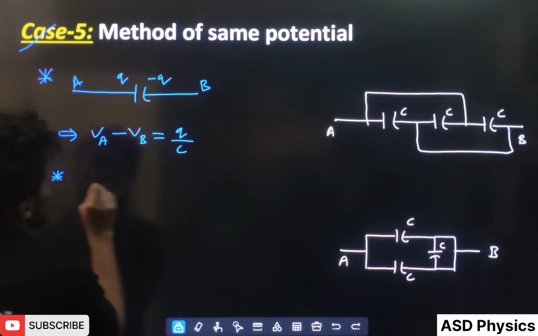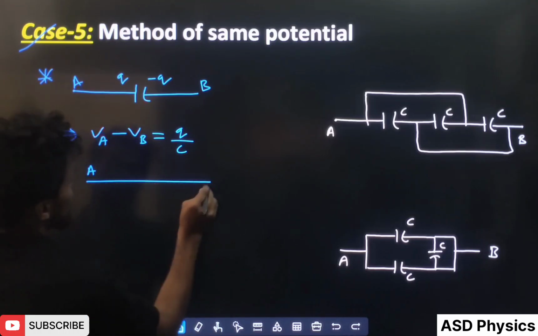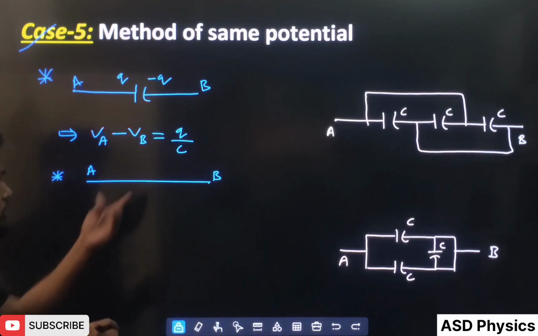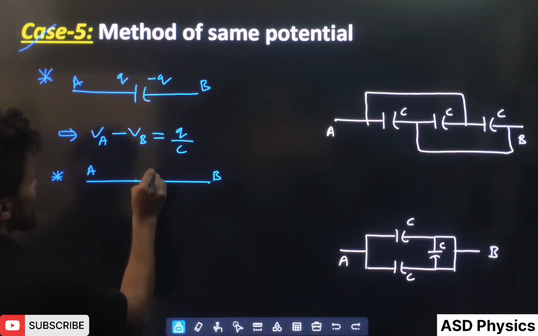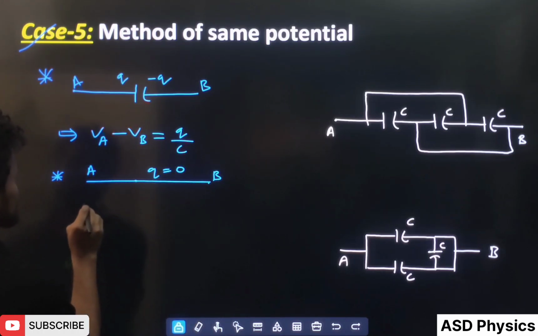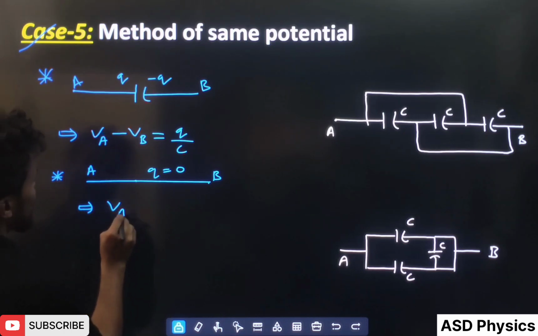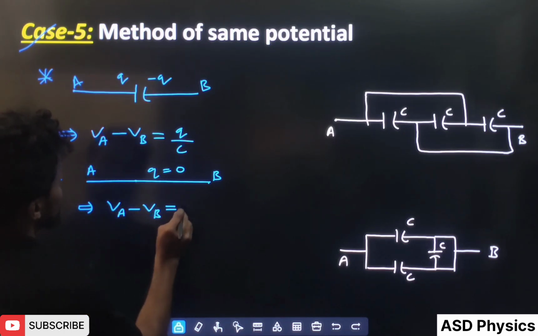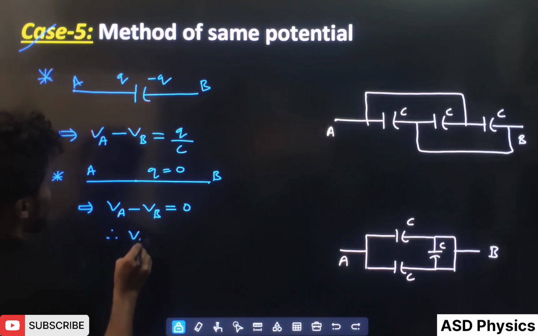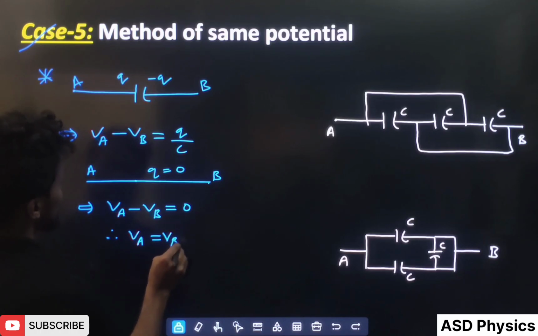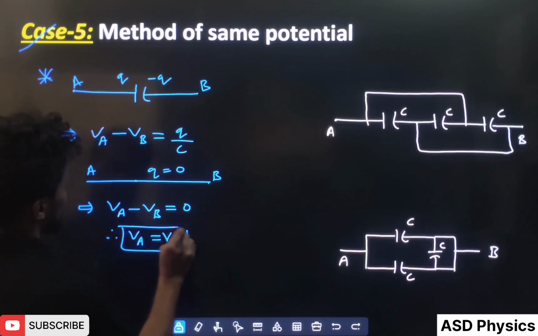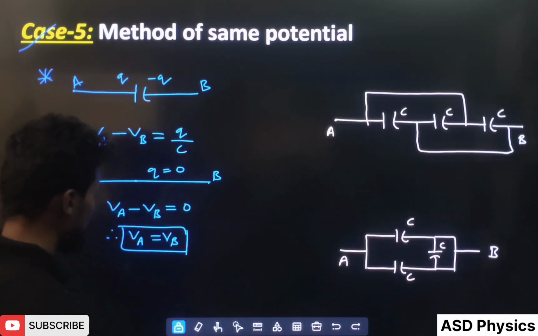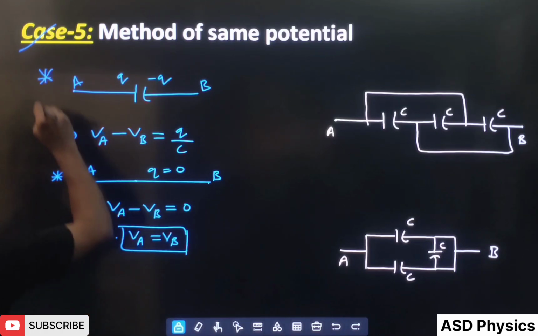But what if capacitance is not there and they are directly connected here? If they are directly connected, how much charge will they store? They will store zero charge. That means in this situation we can write VA minus VB is equal to 0. That means the potential at point A and the potential at point B will be the same here, because they are directly shorted. But remember that we can use this concept here.